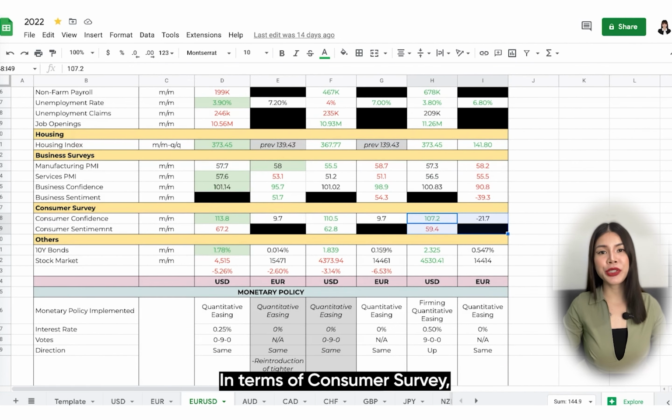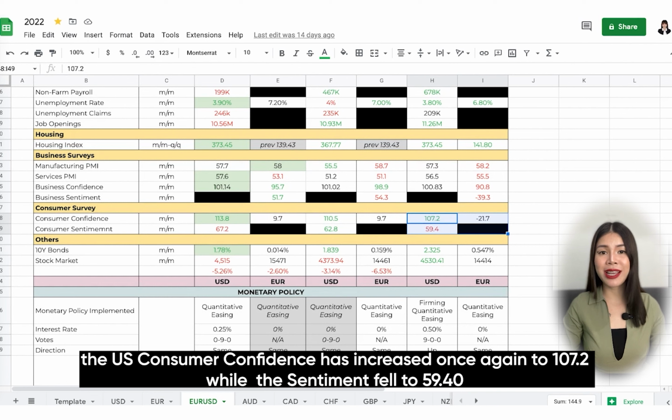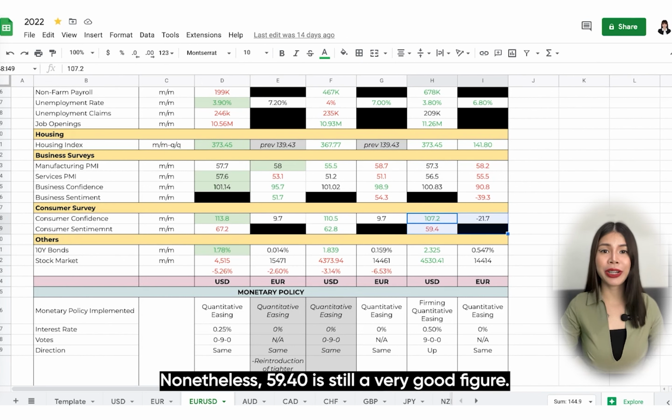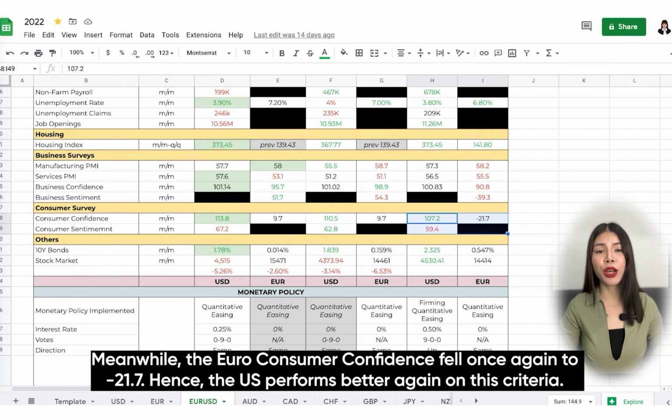In terms of consumer survey, the U.S. consumer confidence has increased once again to 107.2, while the sentiment fell to 59.4. Nonetheless, 59.4 is still a very good figure. Meanwhile, the Euro consumer confidence fell once again to negative 21.7. Hence, the U.S. performs better again on these criteria.